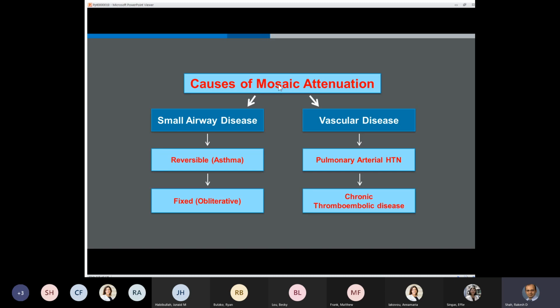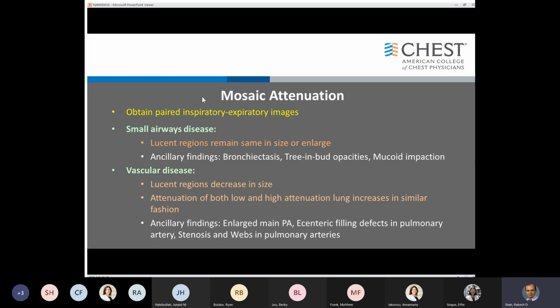So when we talk about mosaic attenuation, it is the darker lung, or the lucent lung, that we're dealing with. And the two main causes are airway disease, small airway, or vascular. Today we'll talk about this. And the classic example is obliterative bronchiolitis. As I mentioned earlier, sometimes it can be hard to tell whether the dark regions are abnormal or the ground glass is abnormal, or whether you're dealing with airway disease or vascular disease.